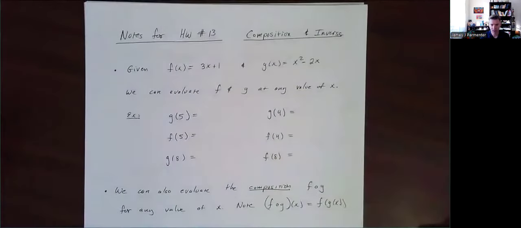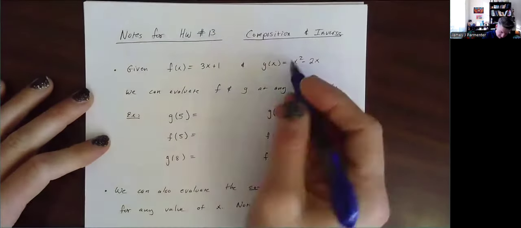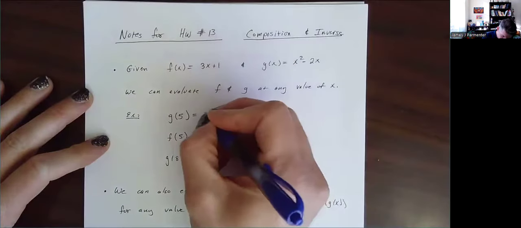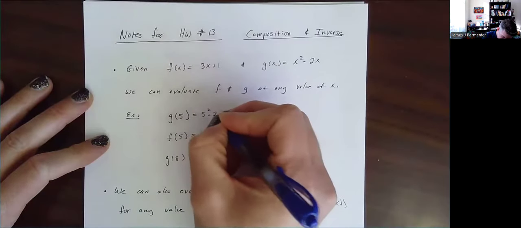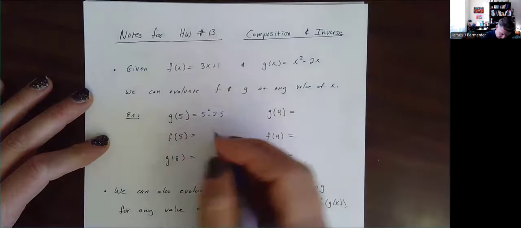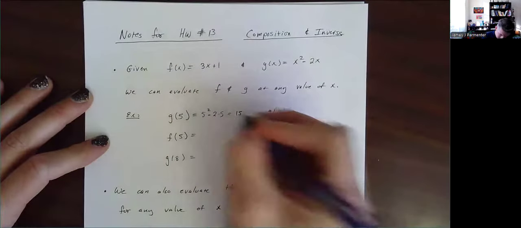First of all, we can evaluate f and g at any value of x because, well, I'll point out that f and g have a domain of all real numbers. There's no fractions, there's no logarithms, there's no even roots. So any real number is valid here. So for example, if I want to find g of 5, I can just plug that in there and get 5 squared minus 2 times 5, which is 25 minus 10, which is 15.